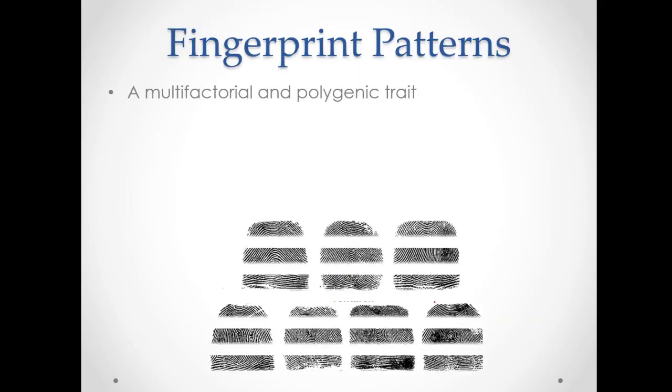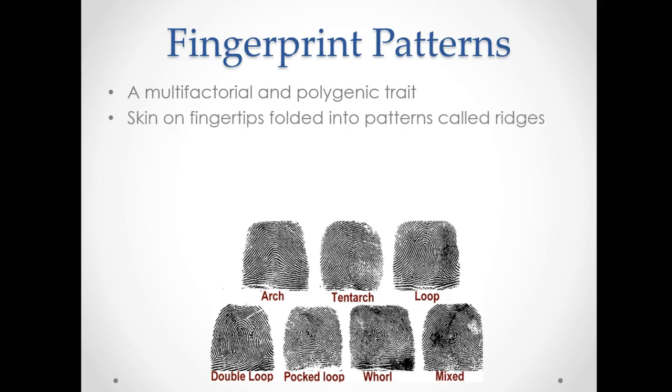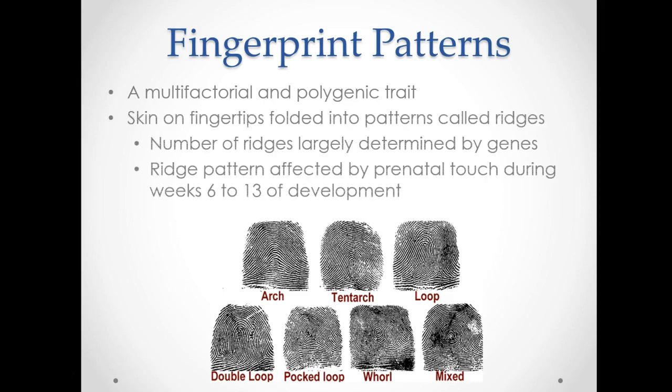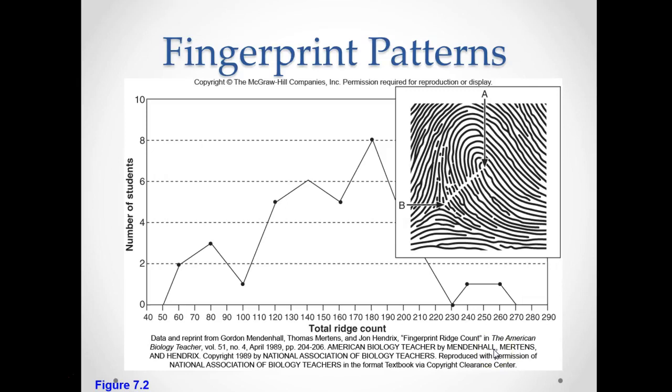So I'm going to kind of breeze through a couple of these, but your fingerprint pattern is both a multifactorial and a polygenic trait. The number of ridges you have is determined by your genetics, but the pattern that you have is actually determined by when you're in the womb, how much and what you are touching between 6 and 13 weeks of development. So it's very interesting. So your womb environment plays a direct role in determining what pattern you have. And here are some example patterns that you can have.